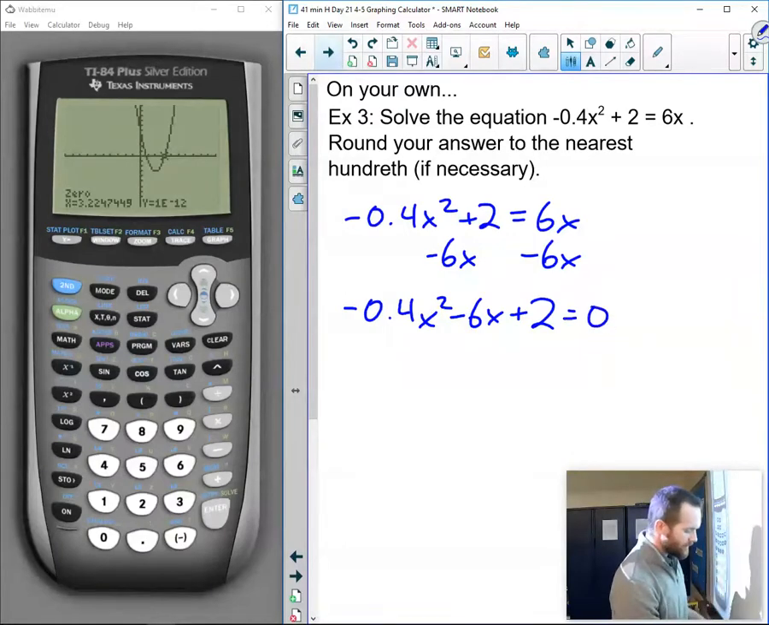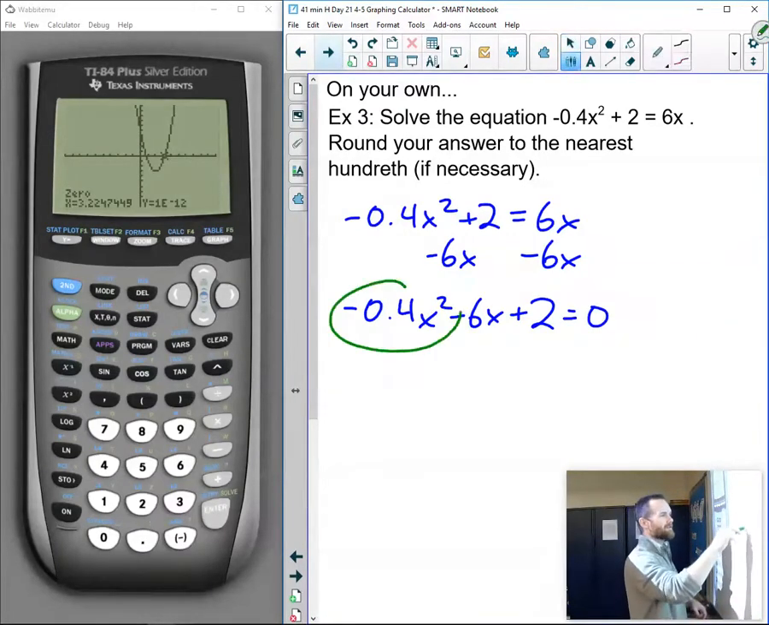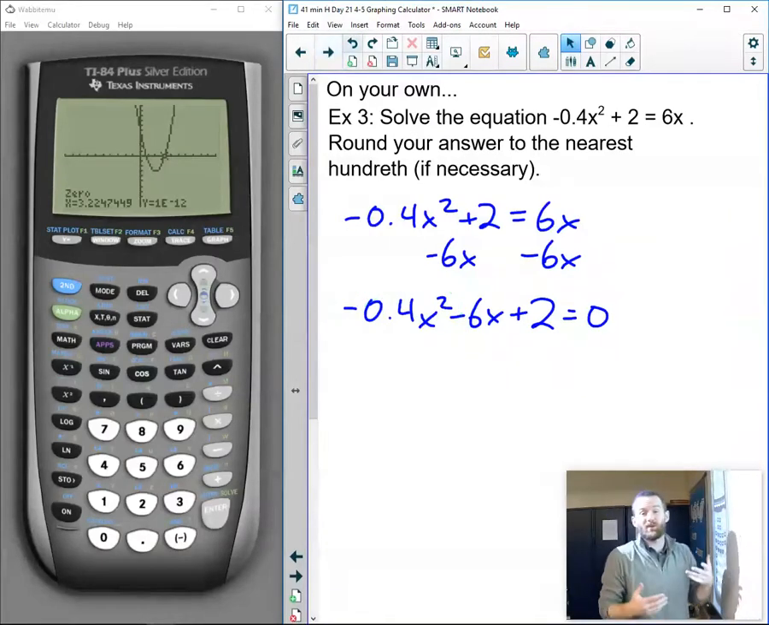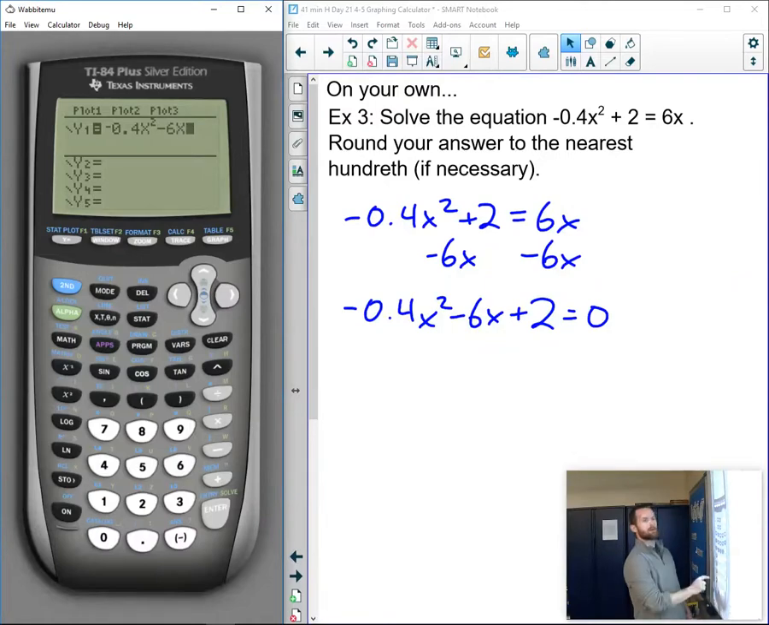Now I know in previous videos, I'm sure I said this at least once, in general, I like to have a positive a value, a positive lead coefficient, but this is the one method where I actually don't mind because I'm just going to type it into the graphing calculator. I'm going to clear all that. So -0.4x squared, there we go, minus 6x plus 2, and graph it. Let's see what we get.